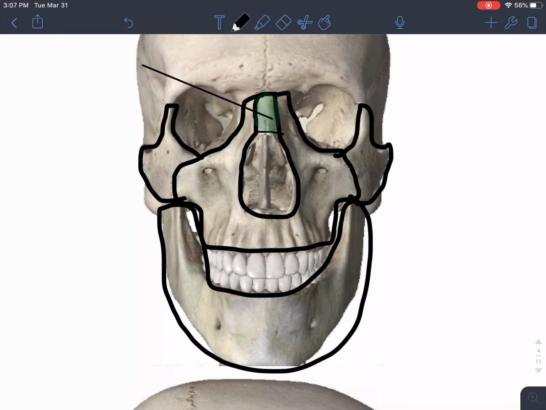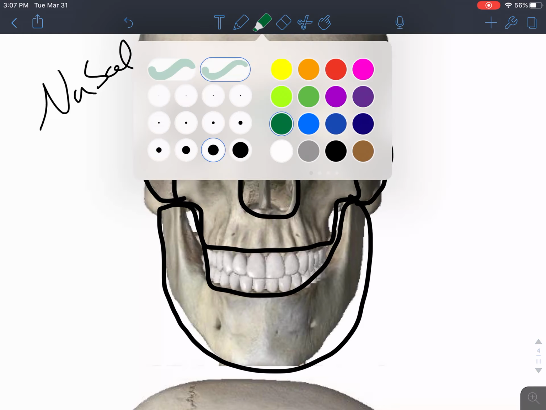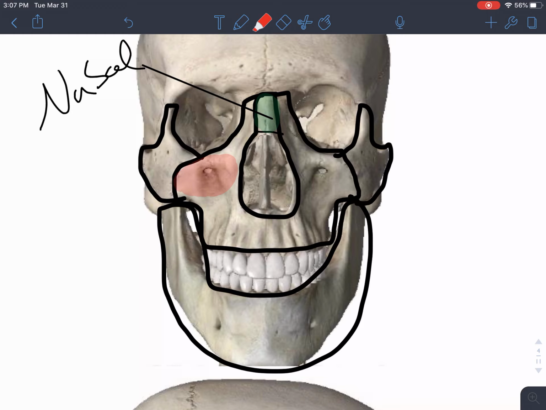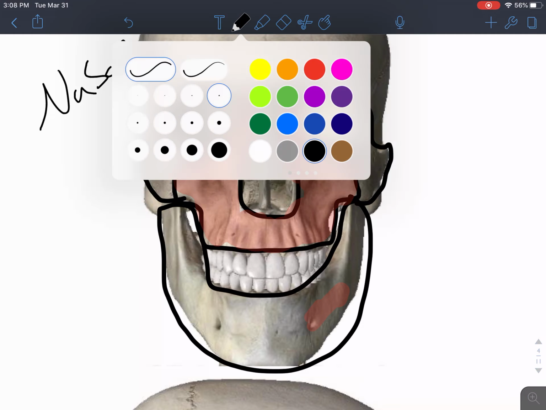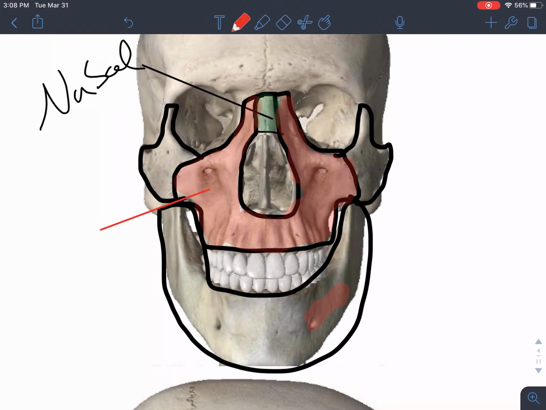What do we got there? Nasal. And then we have the bones surrounding the nasal, which some people might call your upper jaw. It's your jaw in the sense that it holds your teeth, but your jaw bone is your mandible. This red one here is called your maxilla. And then you have your cheekbones.